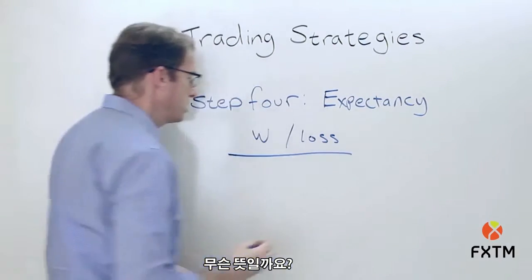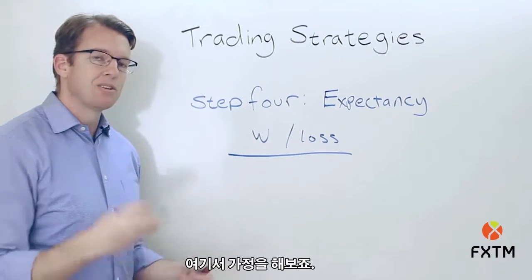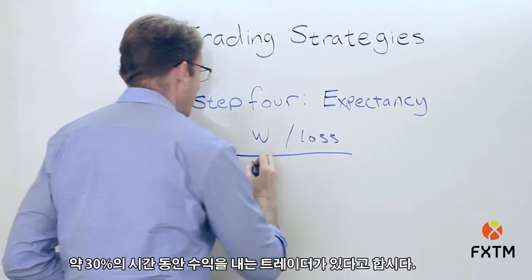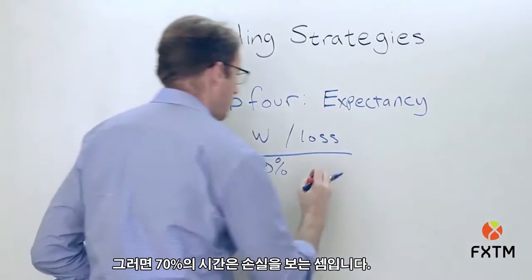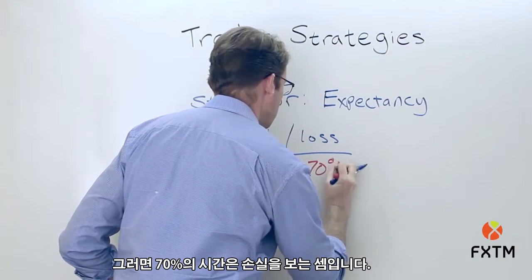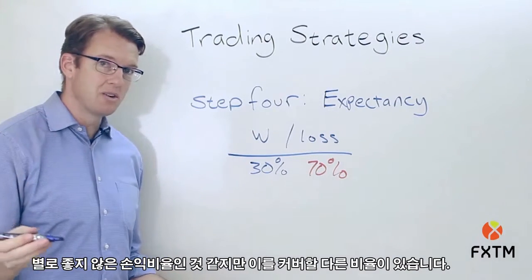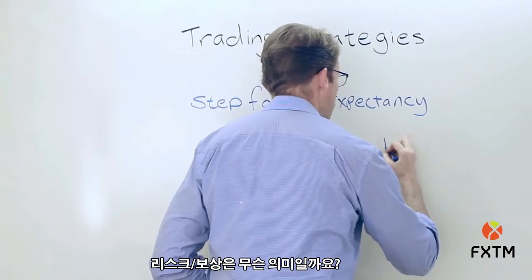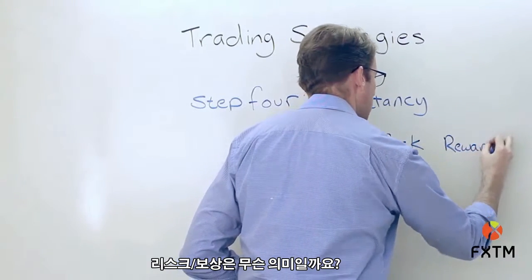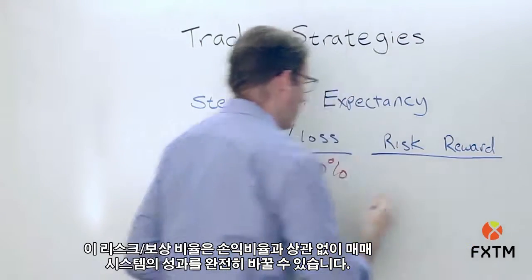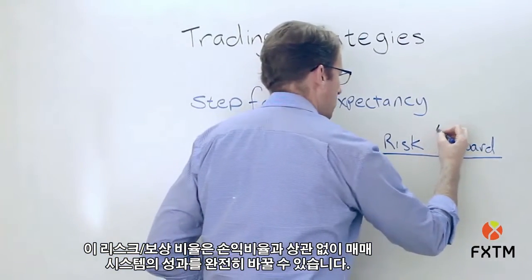Now, our win to loss ratio, what does this mean? Well, it basically means what percentage of the time do we win and what percentage of the time do we lose. So let's just do a hypothetical here. Let's say that a trader is winning about 30% of the time and they are losing about 70% of the time. Now that may not look very good, but we have another ratio to cover here. So what does the risk to reward look like? This can definitely change the way that a particular trading system is really performing, regardless of what its win-loss ratio looks like.